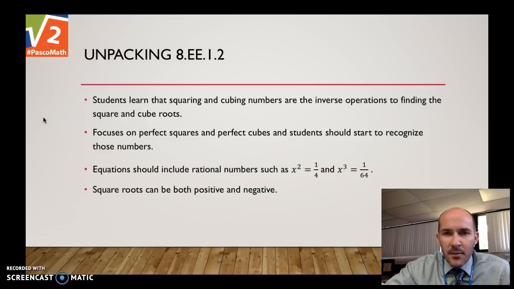Equations should include rational numbers such as x squared equals 1/4 and x cubed equals 1/64. And square roots can be both positive and negative. For example, if we took the square root of 4, 2 times 2 gives you 4, but negative 2 times negative 2 also gives you 4. So emphasize that there are different representations when you take a square root, both positive and negative.